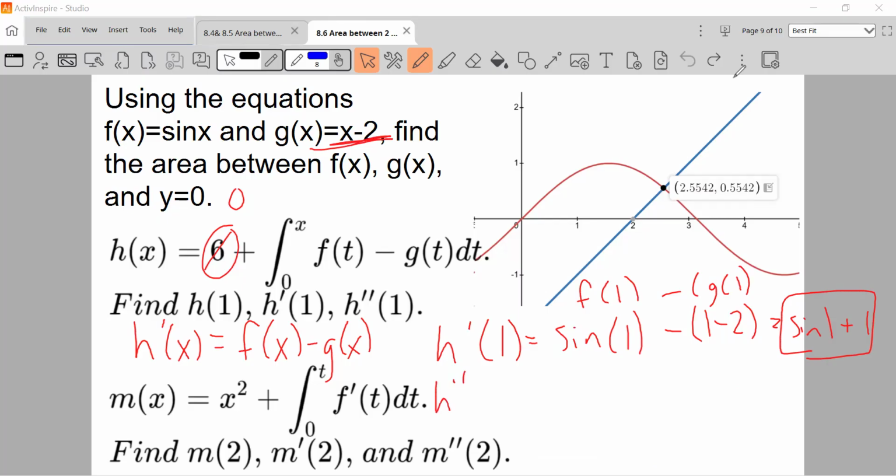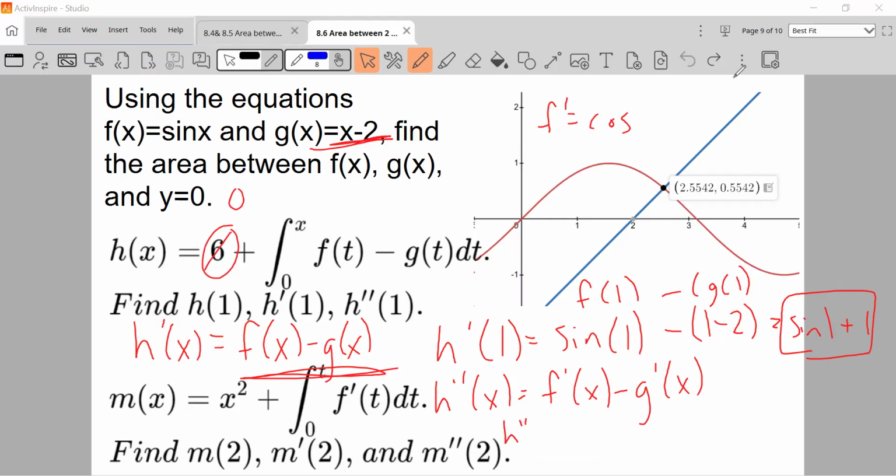For h double prime of x, well, that's going to be the derivative of this. So that's just going to be f prime of x minus g prime of x. So f prime is equal to cosine, which means h double prime of 1 is equal to cosine of 1. And g prime of x is just equal to 1, so minus 1. And that's your end answer. And there you go. That's all you have to do for that one.